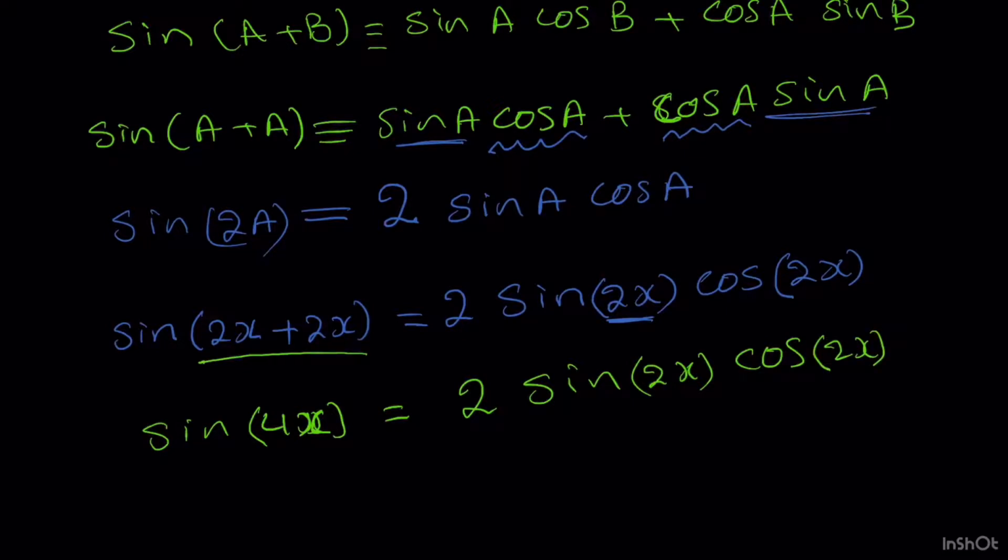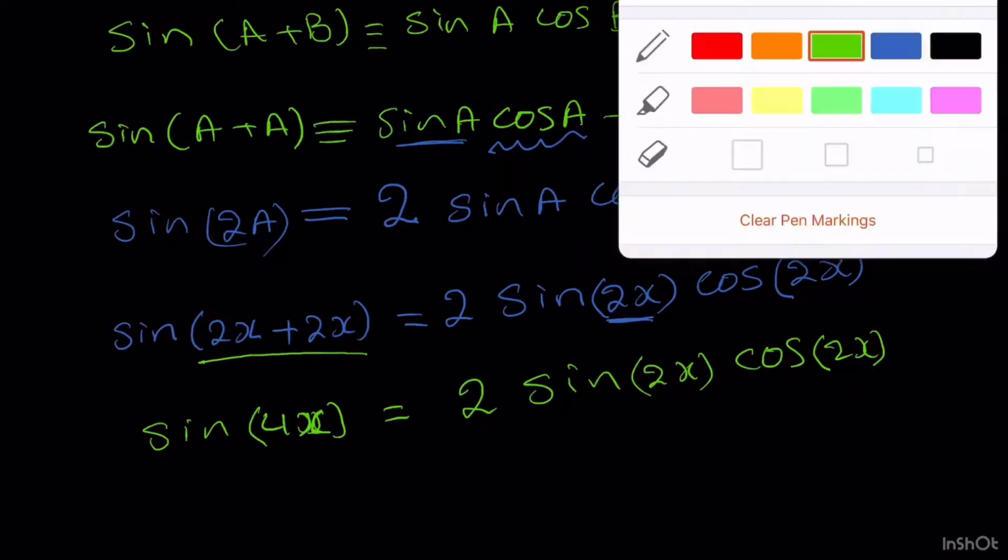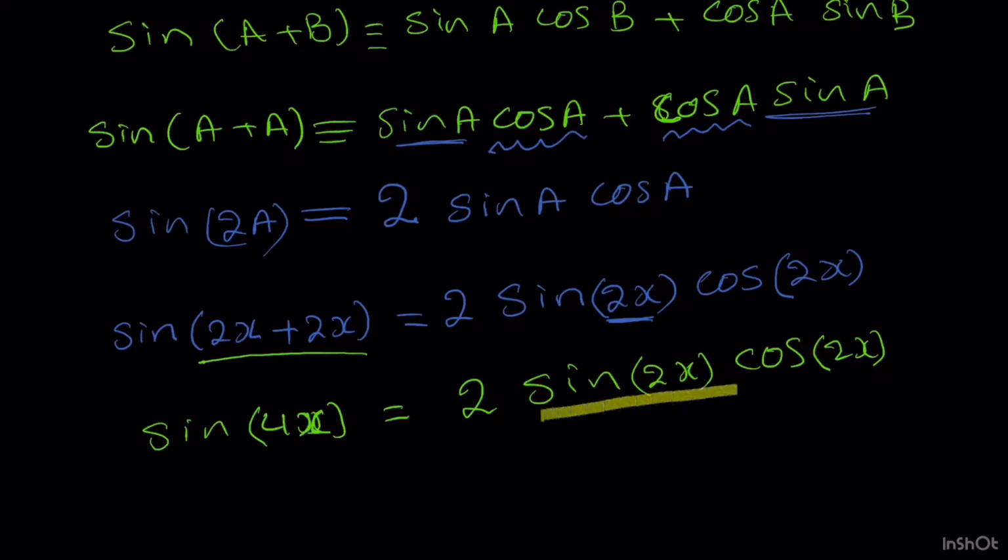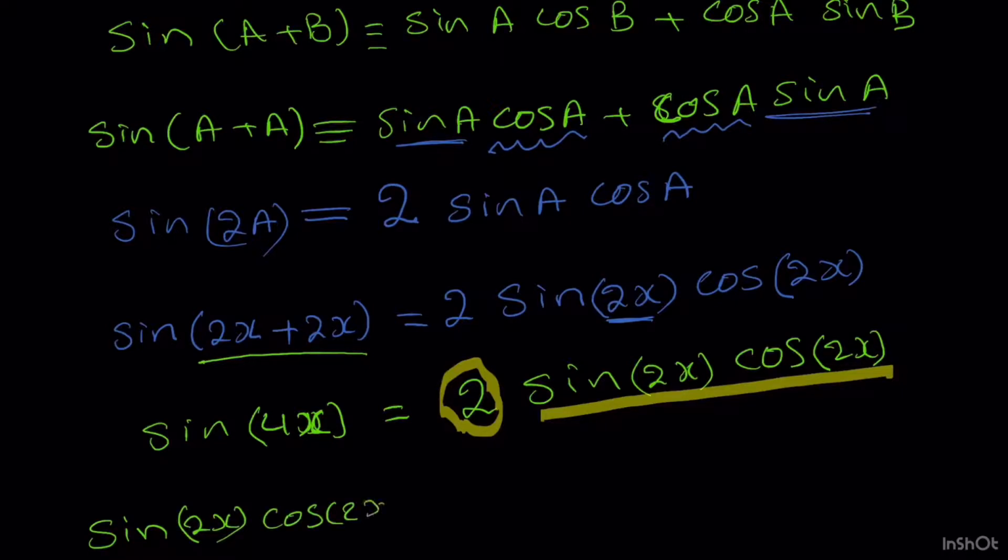Okay? And what else? If I want to find only sine 2x cosine 2x, I will divide by this 2. Therefore sine 2x as the angle, cosine 2x equals sine 4x divided by 2, which means 1/2 sine 4x.